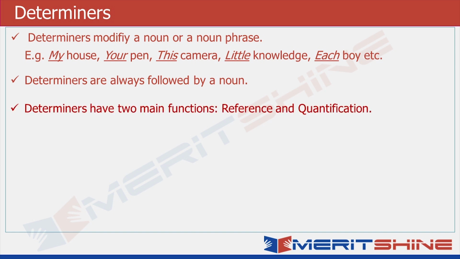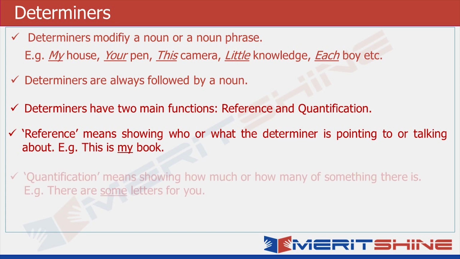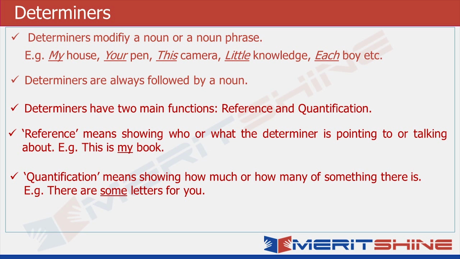Determiners have two main functions, reference and quantification. While referring, a determiner shows who or what it is pointing to or talking about. For example, this is my book. Here, my is a determiner which refers to the noun book. While quantifying, a determiner shows how much or how many of the noun is being talked about. For example, in the sentence, there are some letters for you, some denotes the quantity, although indefinite, of the noun letters.